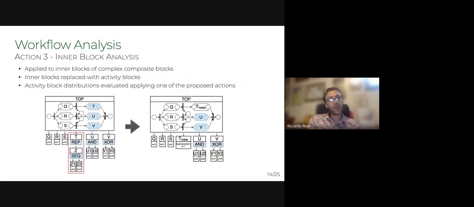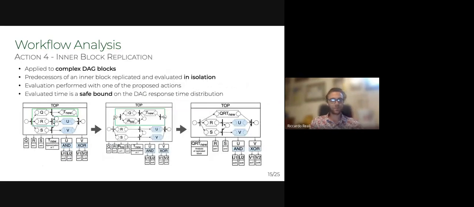Then we have action three, which is applied to simplify inner blocks of composite blocks that result to be too complex. In this case, the inner blocks are evaluated with another action, and then they are replaced with single activity blocks having the distribution computed during the inner block analysis. An example of inner block analysis is in the repetition block T, which is in the figure replaced by the activity block T nu. Action four is applied to complex tag blocks.